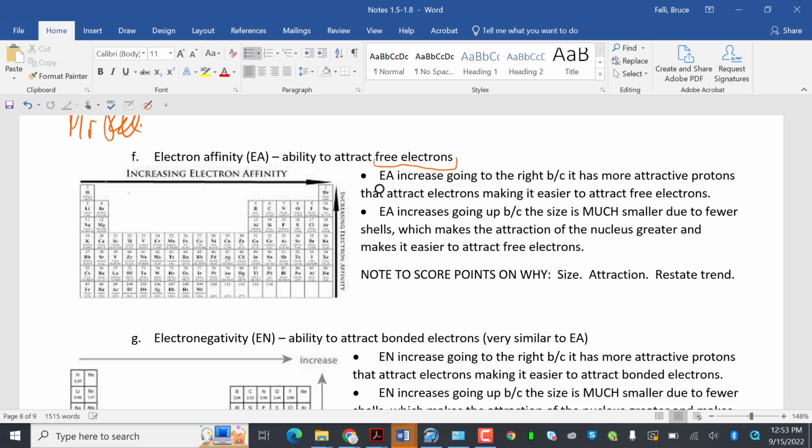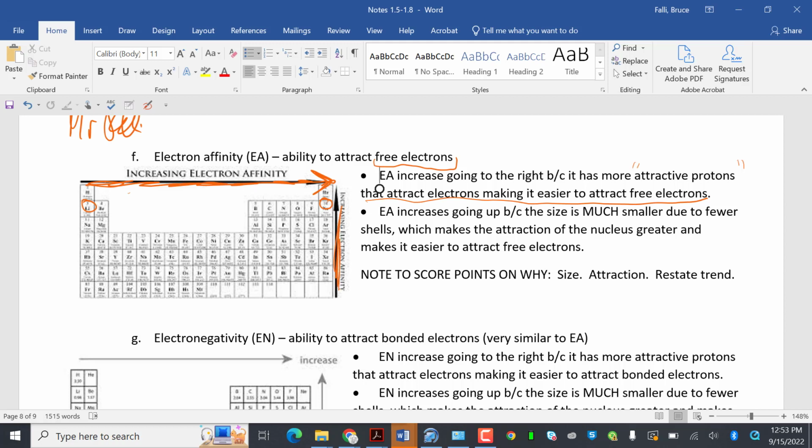EA increases going to the right, because it has more attractive protons. So notice this has 3, this has 10, that's more. If you have more attractive protons, those attract the electrons, making it easier to attract free electrons. So if I'm more attractive, I pick up more electrons. How you doing? And all the electrons think I'm attractive. Oh yeah, they do.